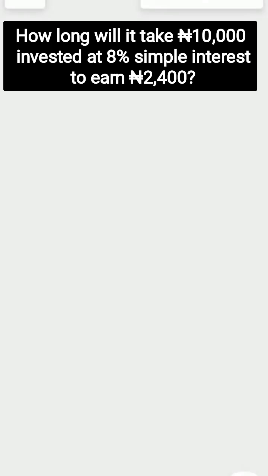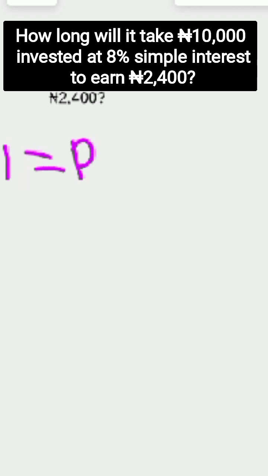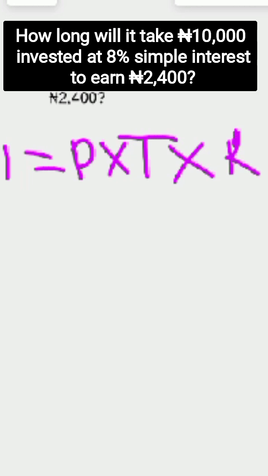Now let's look at this question. How long will it take 10,000 naira invested at 8% simple interest to earn 2,400 naira? You can see the interest that is expected to earn is 2,400, and our formula says interest is equal to principal times time times rate all over 100.